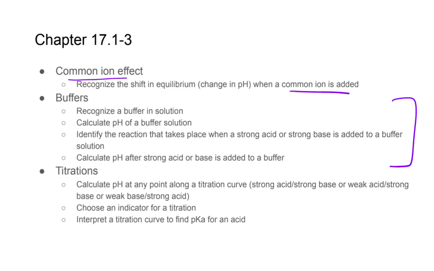common ion, make sure you can recognize what that is. Essentially, it is an ion that shows up on both the reactant side and the product side of an equilibrium, and it affects the equilibrium. It can change the pH. In this case, we're talking about pH, so you're going to see an effect on the pH of the solution, because it's shifting the equilibrium, and that goes back to Le Chatelier's principle.